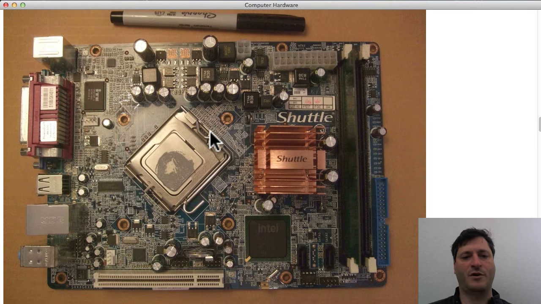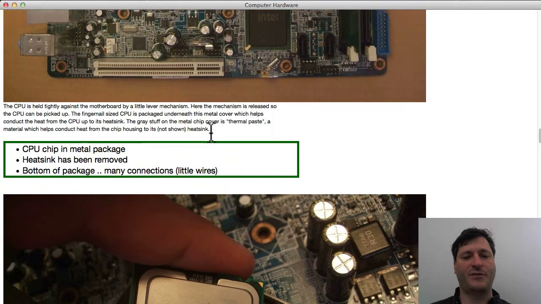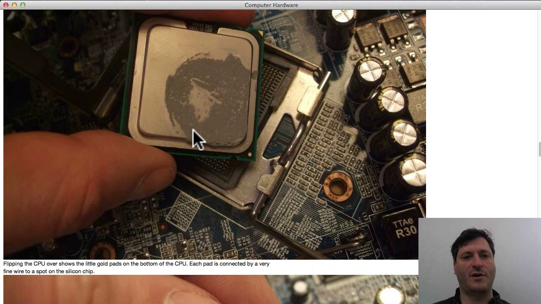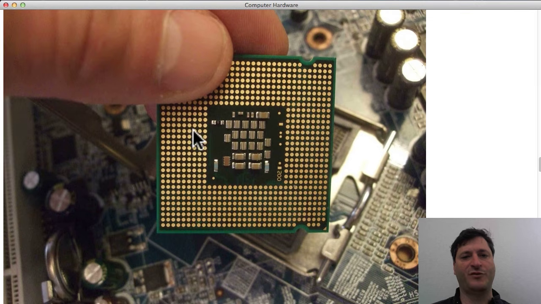So we'll zoom in on that. If you zoom in and look at the CPU, this metal package has the CPU chip in it. And I'm going to flip it over. If you flip it over, you see there are all these gold pads here. The CPU is the most complicated chip on here, and so it has a very large number of electrical connections to the motherboard.